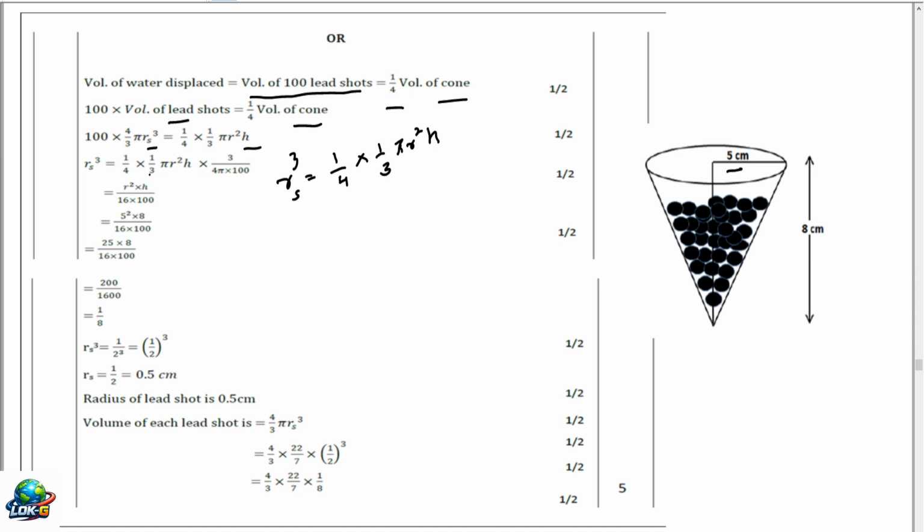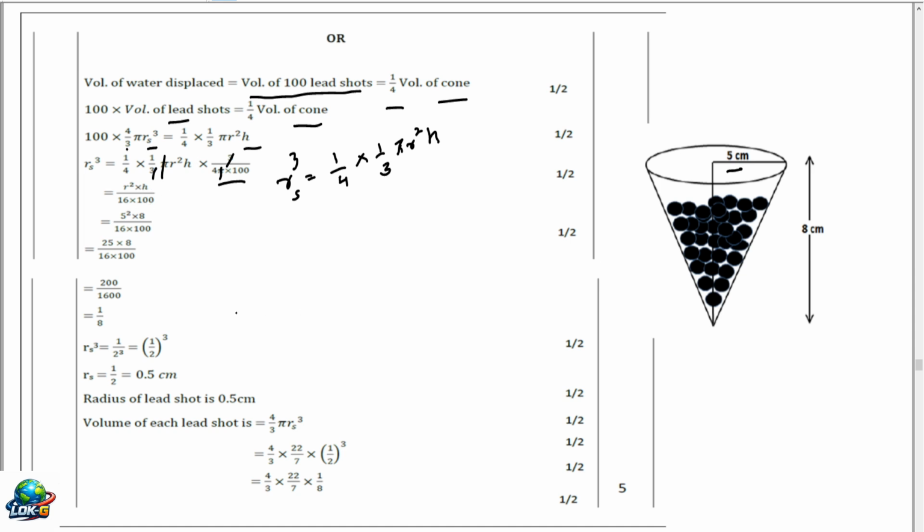Observe, this one is 3 by 4 pi into 100. Are you getting me? 4 pi into 100 was in the numerator, here it becomes the denominator. 3 was in the denominator, here it comes to the numerator. Now you can cancel 3 and 3. You are left with R square, and pi and pi are also cancelled. Observe carefully, 4 4s are 16. R square into h, 16 into 100.